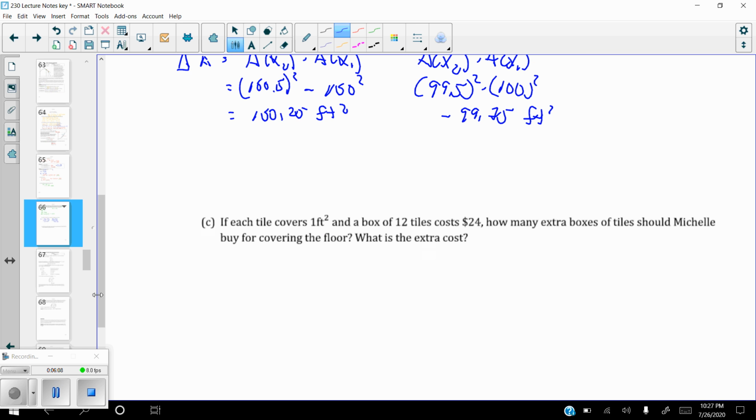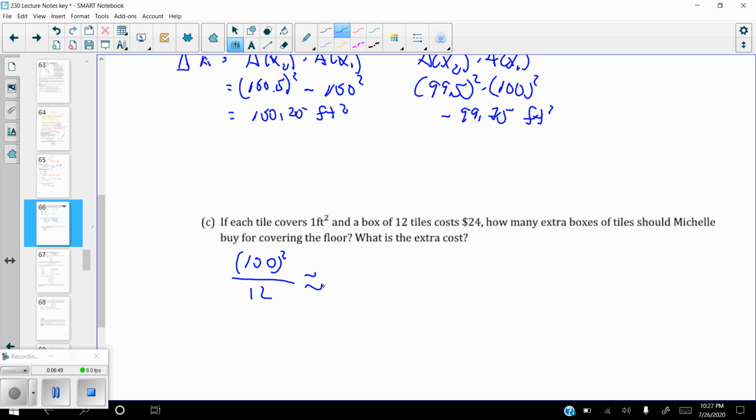Okay, in part C, if each tile covers 1 square foot and a box of 12 tiles costs $24, how many extra boxes of tiles should Michelle buy for covering the floor, and what would that extra cost be? So let's just think of it this way. If we have exactly 100 by 100, she would need 100 squared and then divide that by 12, and that would tell us how many boxes it would have to have.